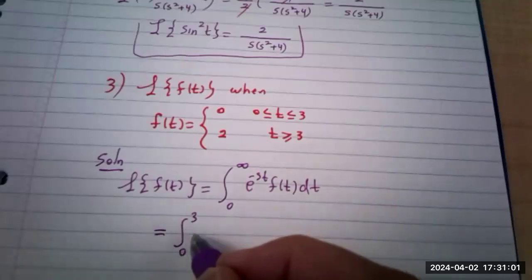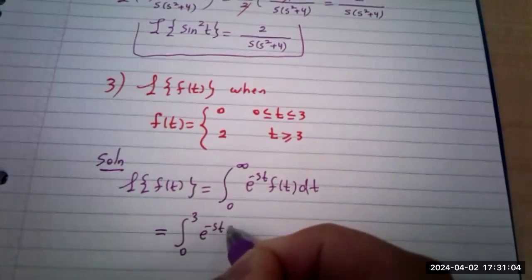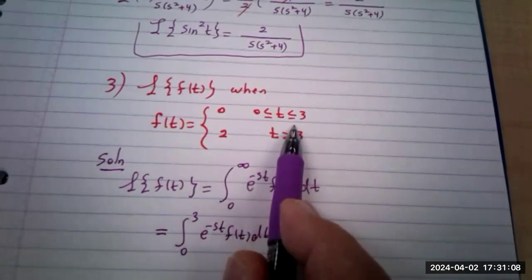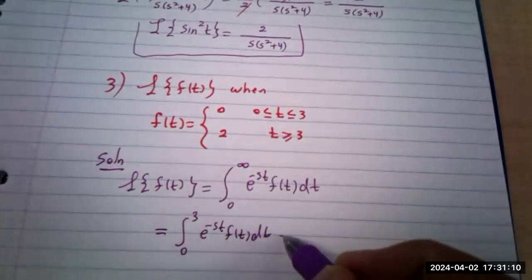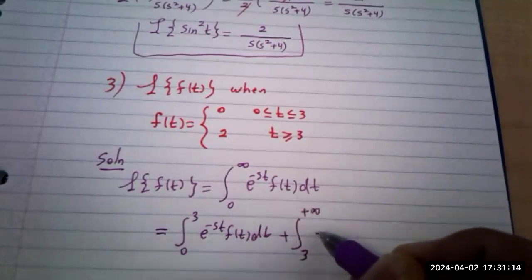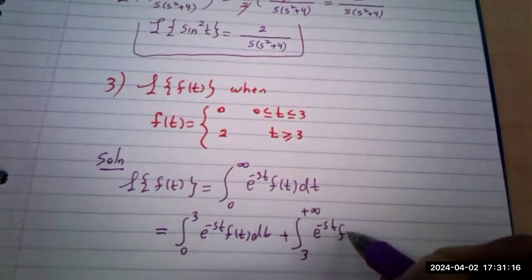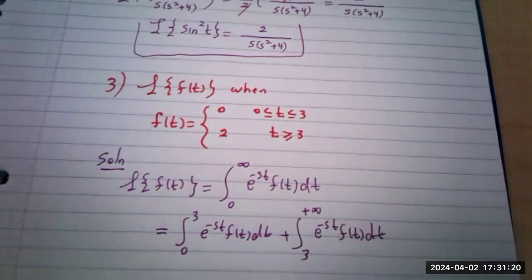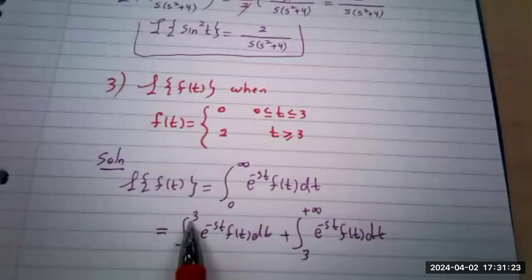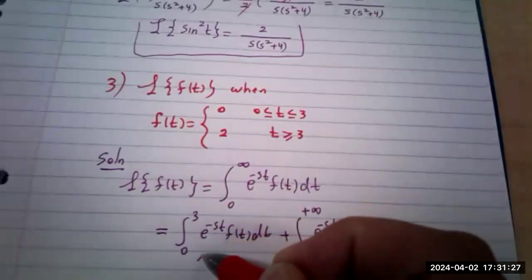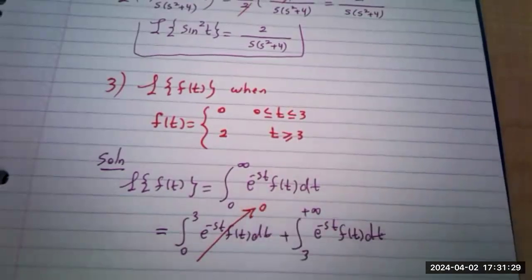Integral from 0 to 3 of e to the negative st times f(t) dt, because this is how the function is given to you, plus the integral from 3 to infinity of e to the negative st times f(t) dt. Now we're going to substitute. But between 0 and 3, your function is 0, so this part would disappear. This part would be 0.